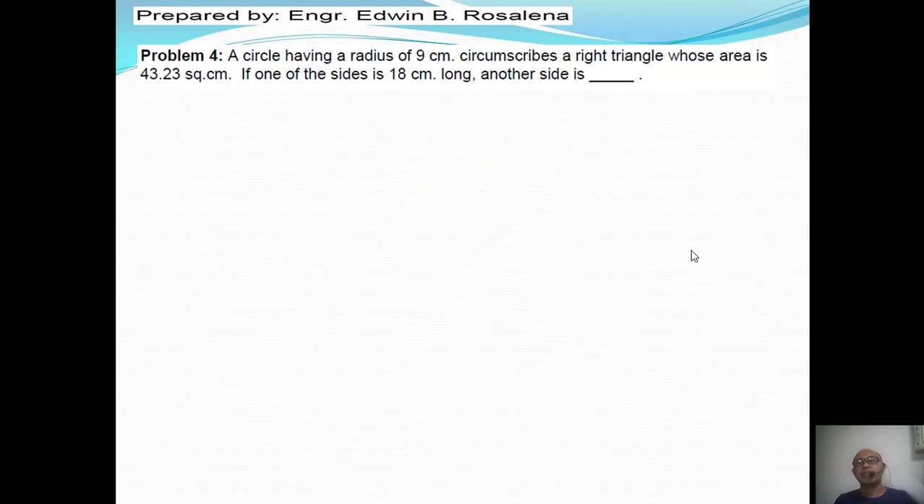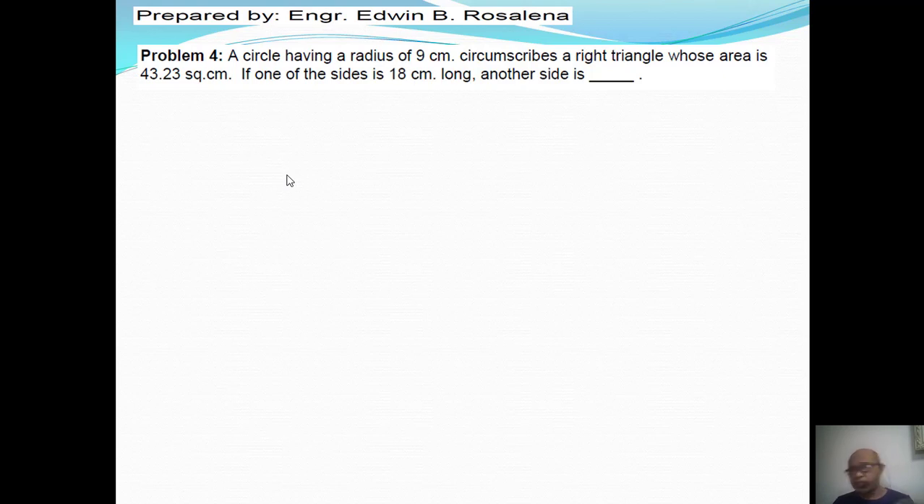Okay, number 4. A circle having a radius of 9 centimeters circumscribes a right triangle whose area is 43.23 square centimeters. If one of the sides is 18, another side is blank. Okay. So, we have 3 sides of a triangle. We are given one side. So, we lack 2. But the question here is, another side is blank. So, meaning, we are asked for one side only, the measure of one side.